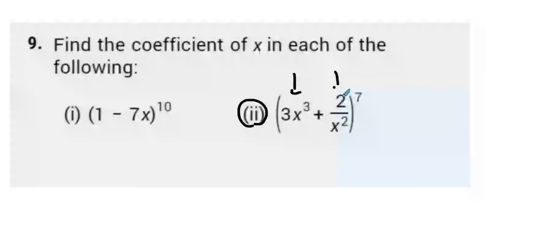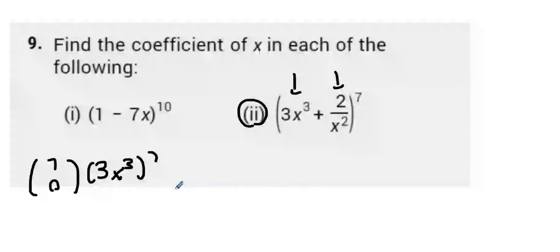Now, here's what we're going to do. I need to find something that has a coefficient of x. So it's to the power 7. Because it's power 7, it means it has 8 terms. Okay? I start off with 7 choose 0. I start off with the first term, which is 3x cubed. I start with the power 7. And then that's going to be x to the power 21, isn't it?